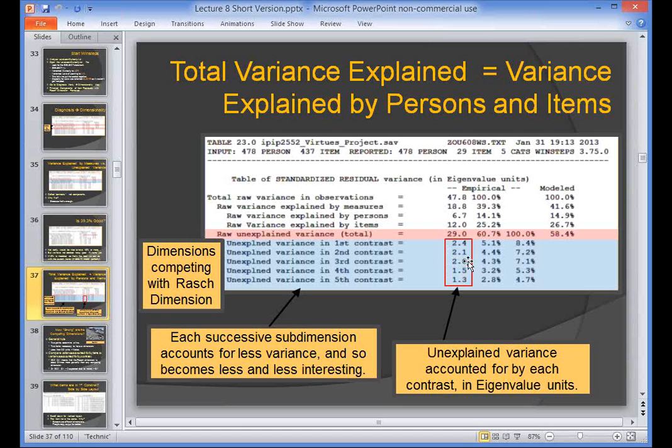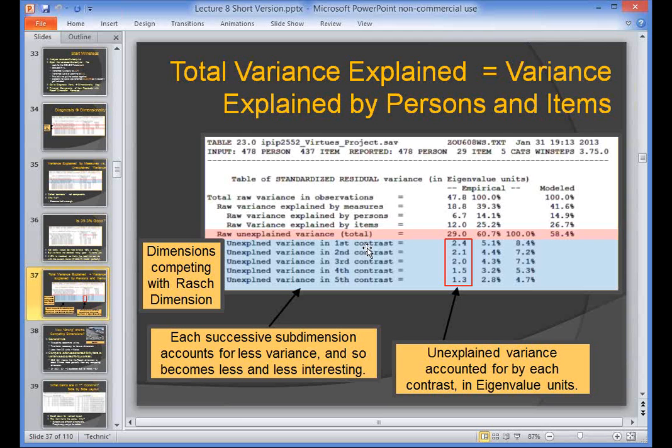Essentially, the dimensions become less interesting as we go down the line. Typically, often the only one that we'll look at will be the first contrast. If we have a scale that consists of many items, we might look at the first, second, and third contrast. It's going to be rare to look at the fourth and the fifth contrast. It's nice to see them there because you see them there and you know where the noise is.